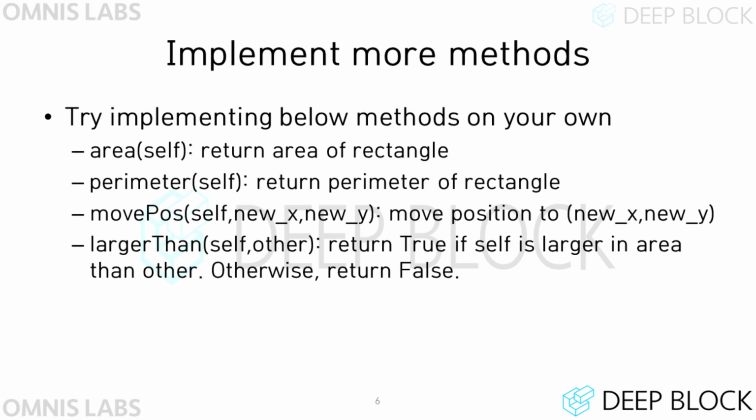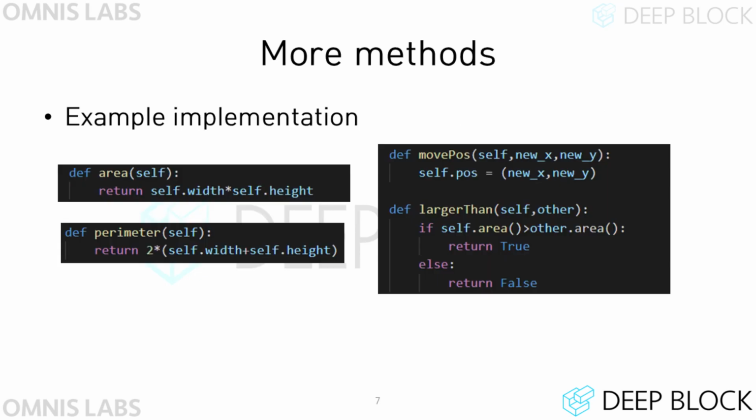The larger than method returns true when the area of self is larger than the area of the rectangle instance given as other. Otherwise, it returns false. For example, we can implement the methods like this.